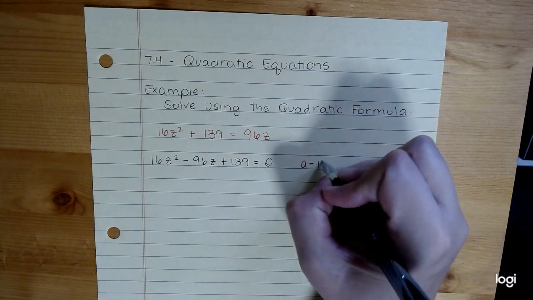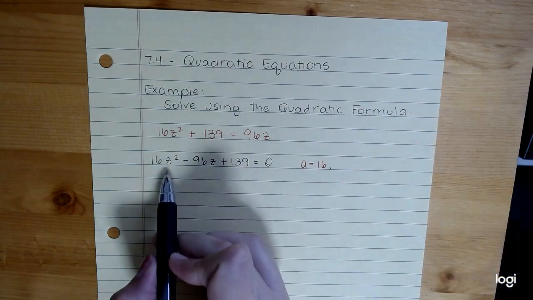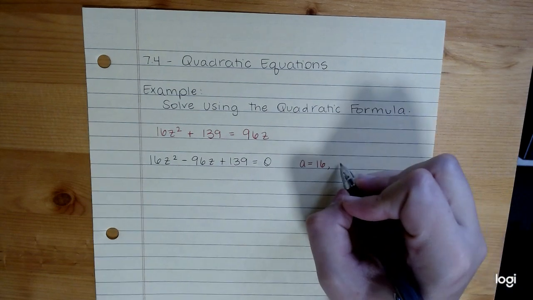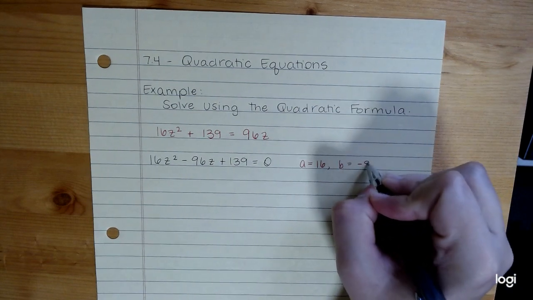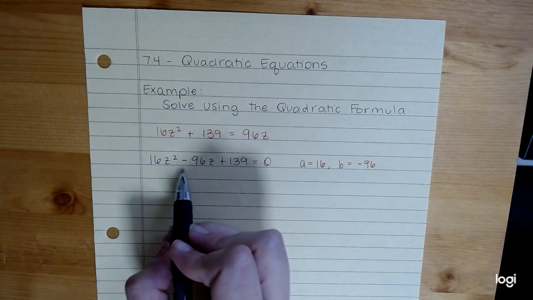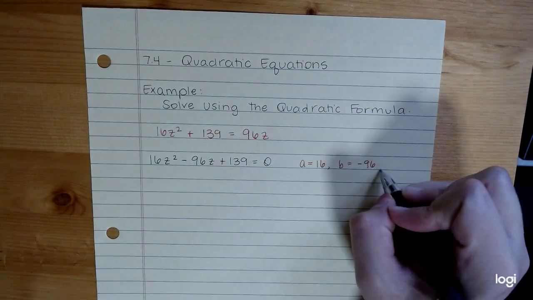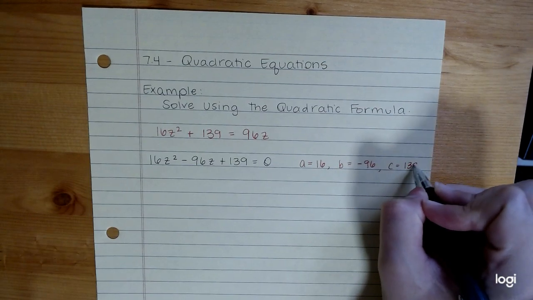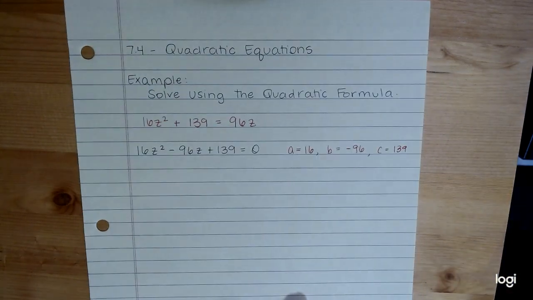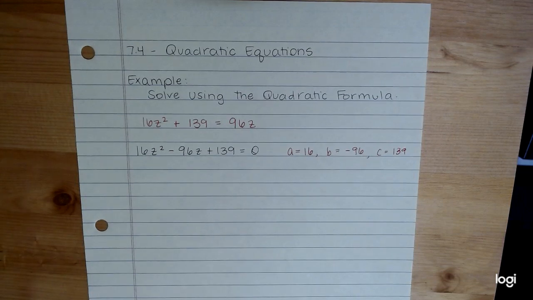So A is going to be 16. Remember, A comes from your square term. B is negative 96. So again, we are making sure that we're taking the sign of that term. And then C is that positive 139. So those are going to be the values that we sub into that quadratic formula.